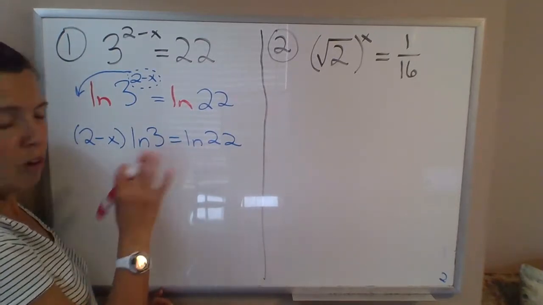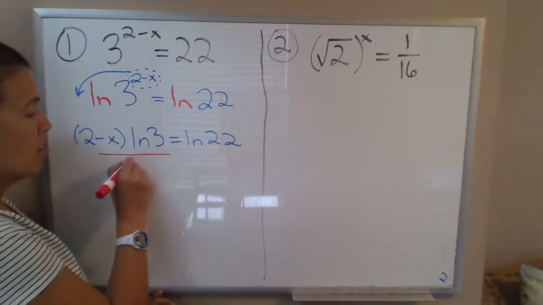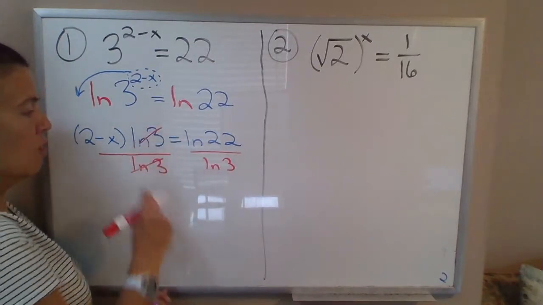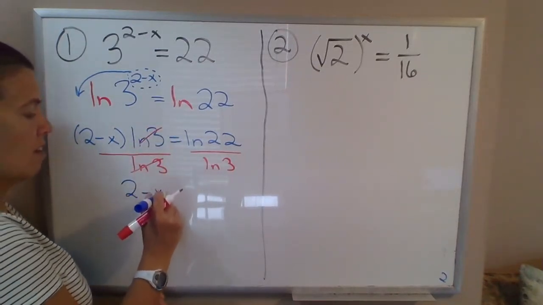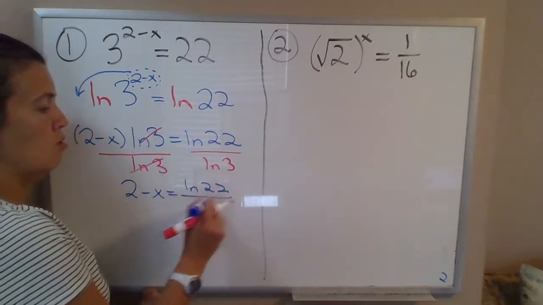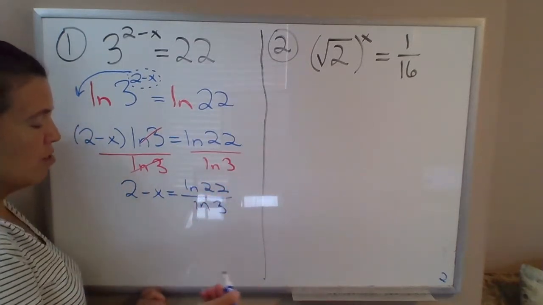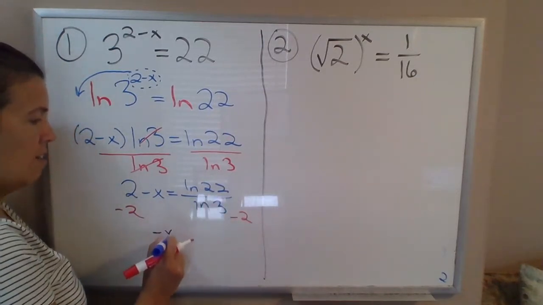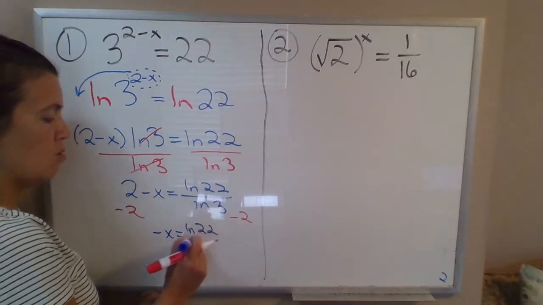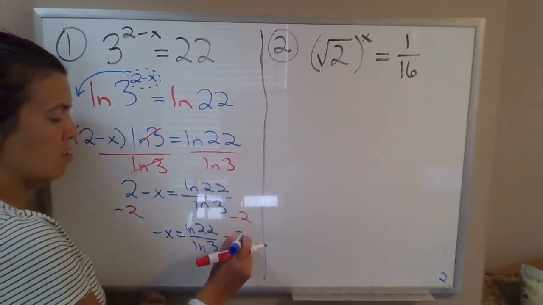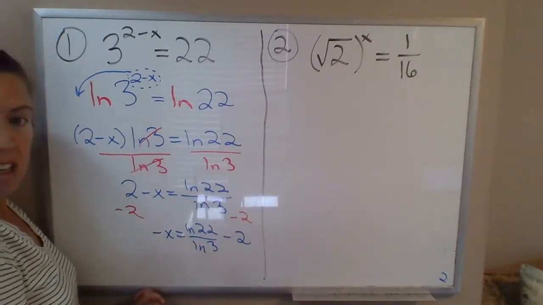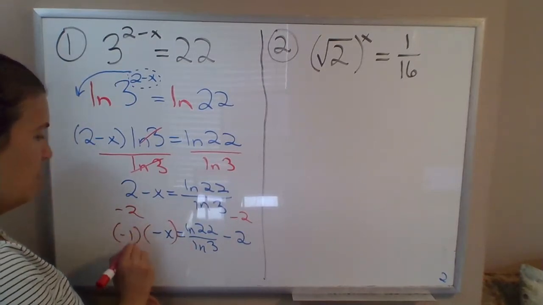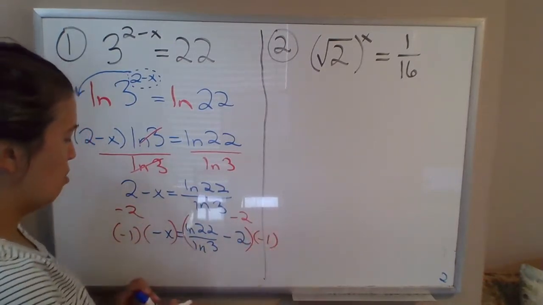Natural log of 3 is just some number. It's some irrational number, but it is just a constant multiple here. So we could divide both sides by natural log of 3, and that'll cancel the natural log of 3 here. So we have 2 minus x equals natural log of 22 divided by natural log of 3. And then there's different ways you could approach this from here. I'll subtract 2 from both sides. So I have negative x equals natural log of 22 divided by natural log of 3 minus 2. And then multiply both sides by negative 1, or divide by negative 1, however you want to look at that. So I'm going to multiply both sides of this equation by negative 1.